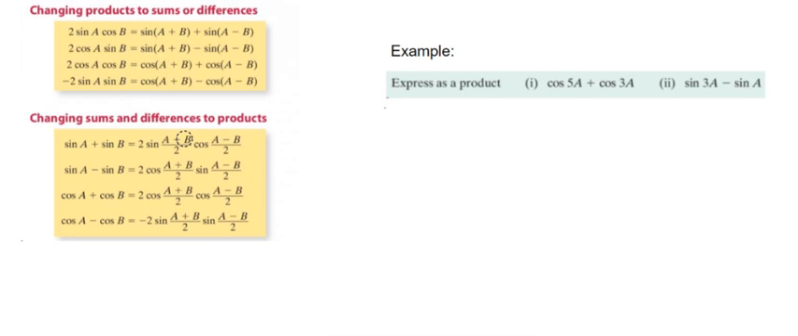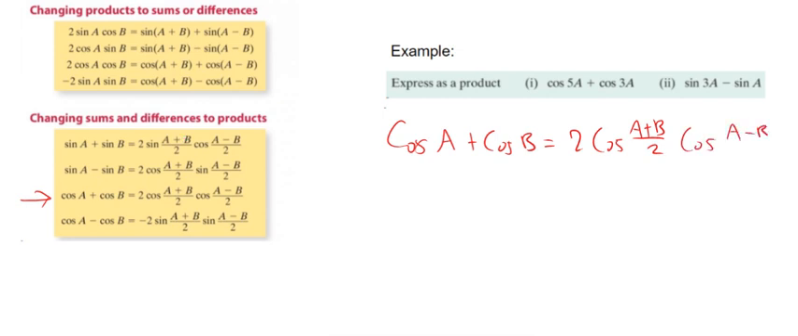So the first one is cos 5a plus cos 3a. So it's two cosines added. So it's going to be this one here that we're going to use because that's the only one with two cosines added together. So if I just write that one out: cos of a plus cos of b is equal to 2 cos of a plus b over 2, cos of a minus b over 2. So we're going to let the a be the 5a here, and we're going to let the b be the 3a.